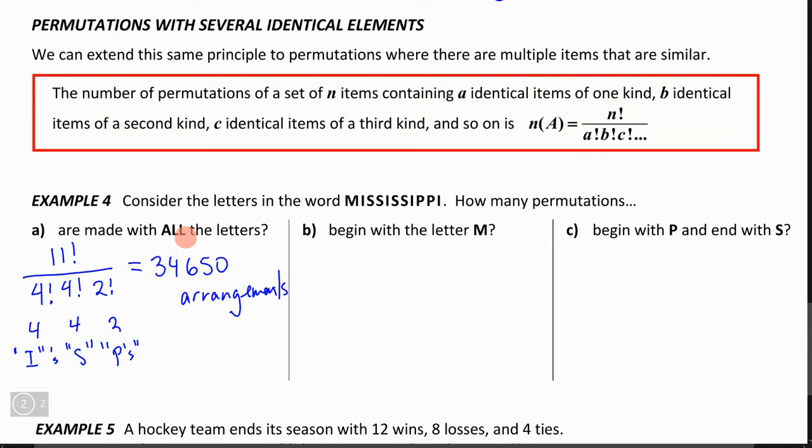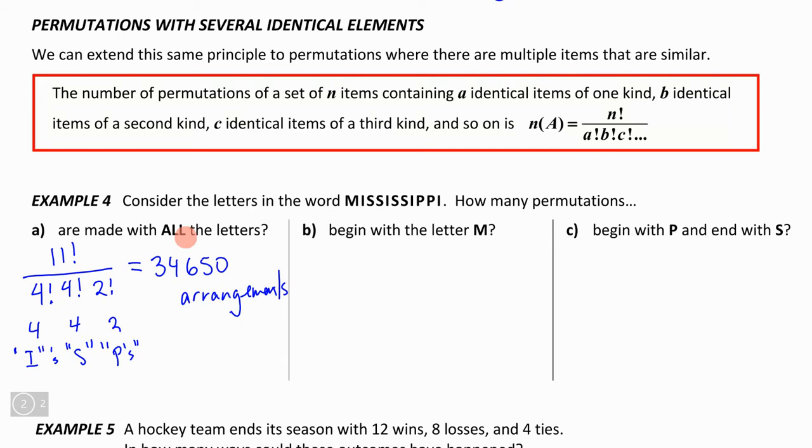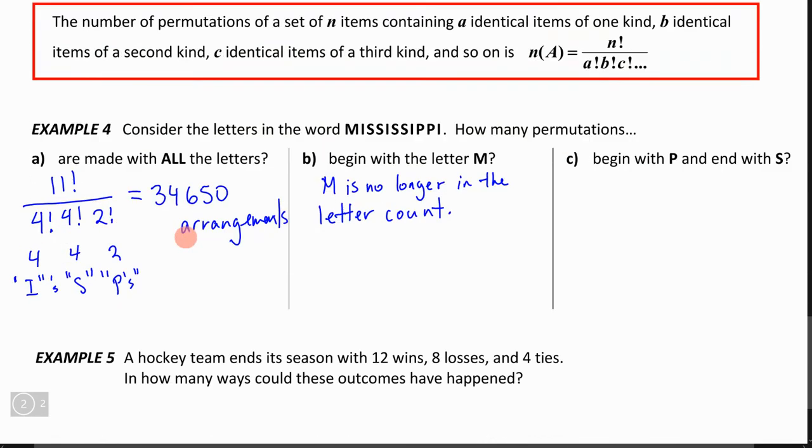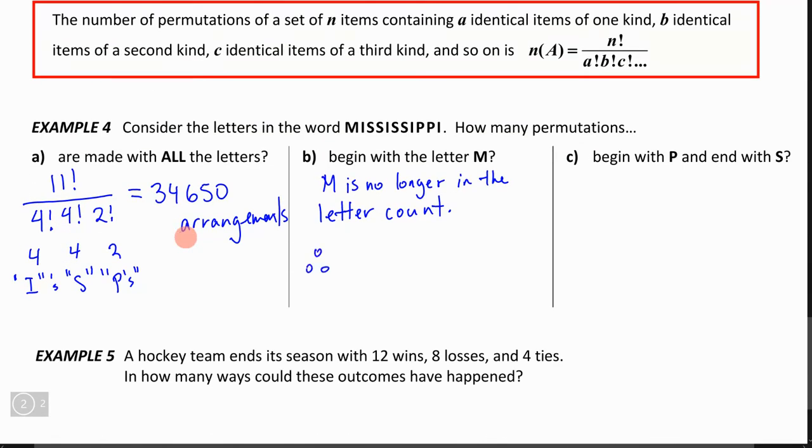What about the ones that will begin with the letter M? Okay, so if we have to begin with the letter M, then M is no longer going to be counted in the letter count. Okay, so therefore, we have 10 factorial over 4 factorial times 4 factorial times 2 factorial. So all that changes is the 11 becomes now a 10. 3,150 arrangements.